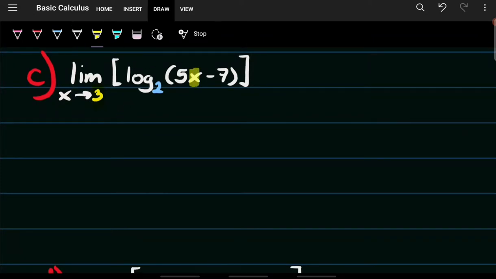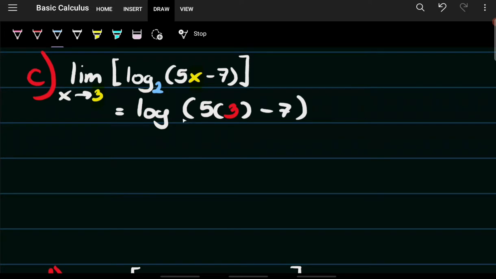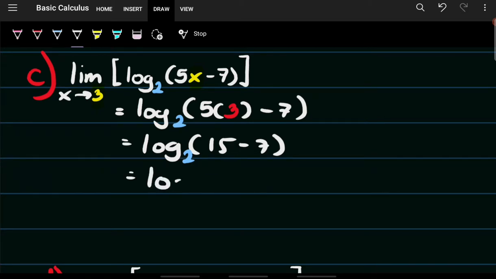Here's our variable x. Substitute our c or a. The value of a is 3. So this will give us logarithm of 5x, or 5 times 3, minus 7 base 2. 5 times 3 is 15, so that's equal to logarithm of 15 minus 7 base 2. 15 minus 7 is equal to 8. So we have logarithm of 8 base 2. Now what is the value of logarithm of 8 base 2? I think that is equal to 3.